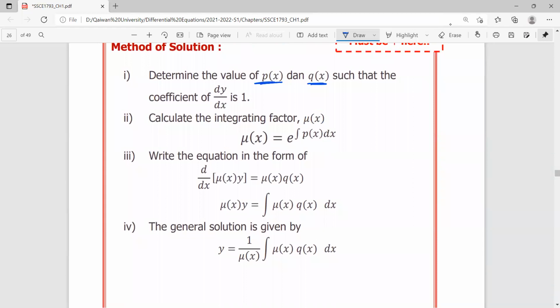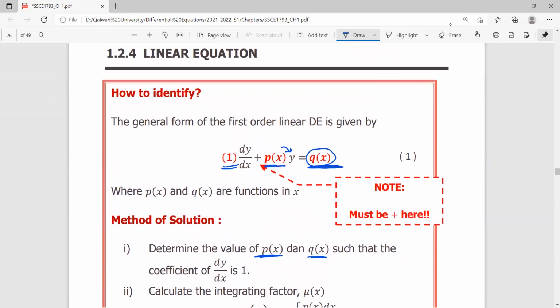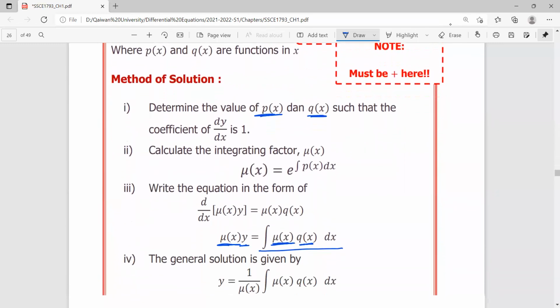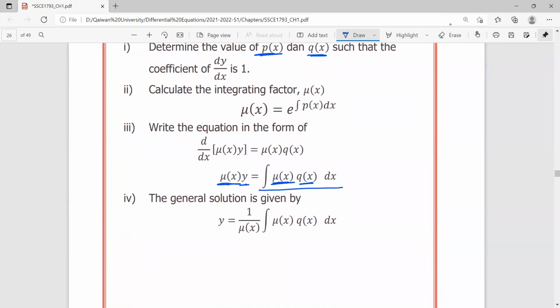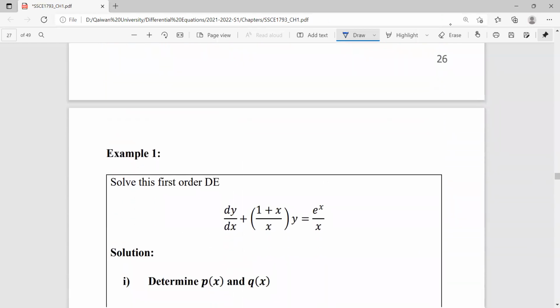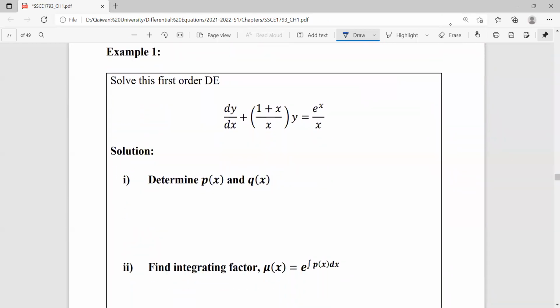After finding that, we say the integrating factor multiplying by y equals the integration of the integrating factor multiplying by q dx. What's q? Q is the terms in the right hand side. After finding this integration, we move mu of x to the right hand side. We divide both sides by mu, and we get this. Or you can directly find this one, 1 over mu multiplied by this integration. Let's take an example. It will be easier after taking the example.